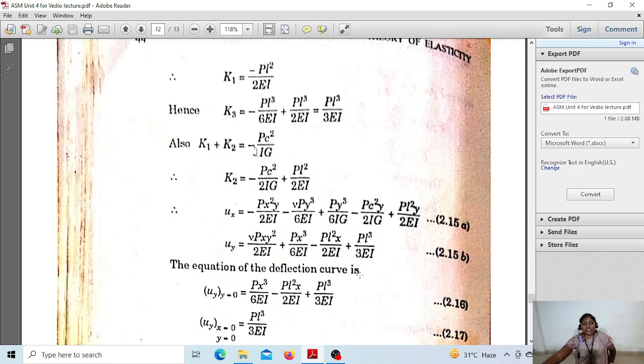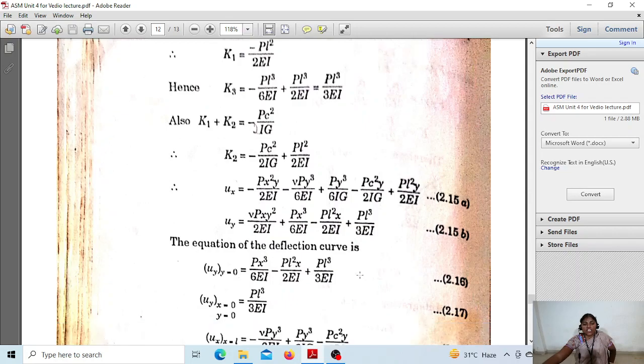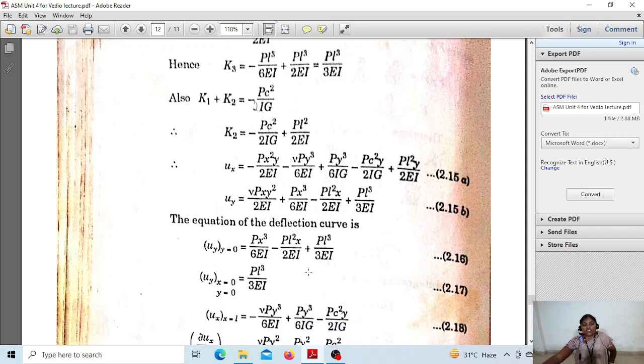Now the equation for the deflection curve. Let us take the deflection at y is equal to 0, because for a cantilever with a point load at the end, you will have maximum deflection at the end, right? So let us take y is equal to 0. Your deflection in the y direction at y is equal to 0 will be px cube by 6EI minus plx square by 2EI plus pl cube by 3EI. Now your uy at x is equal to 0, y is equal to 0 will be pl cube by 3EI.